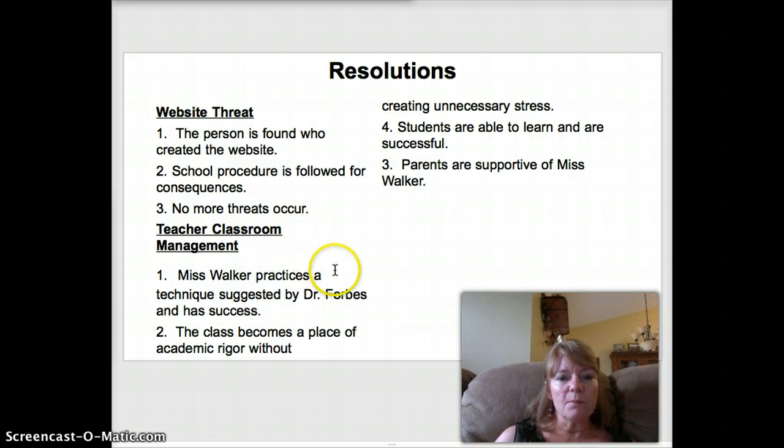In the classroom, I would hope that Ms. Walker practices a technique suggested by Dr. Forbes and has some success. I would hope the class becomes a place of academic rigor without creating unnecessary stress. I think you can do both. And students are able to learn, they're successful, and therefore then the parents are also supportive of Ms. Walker, Dr. Forbes, and the school as they have been.